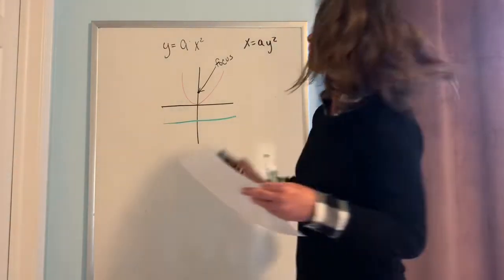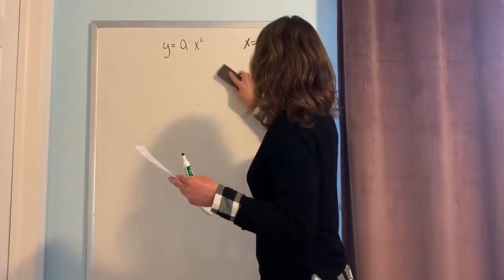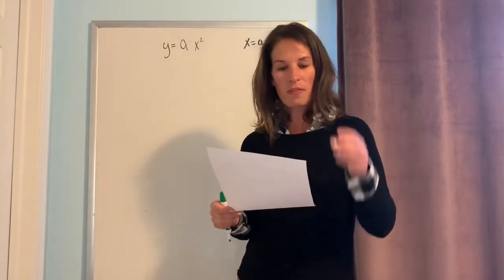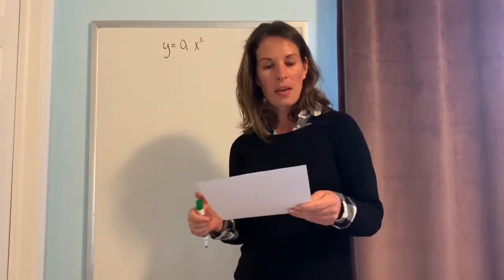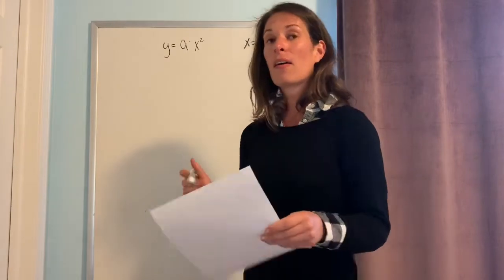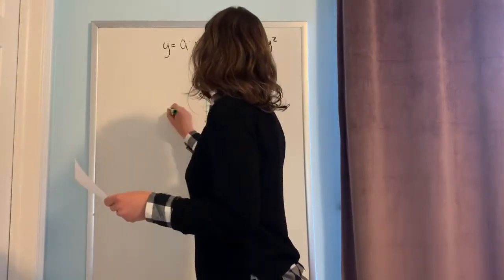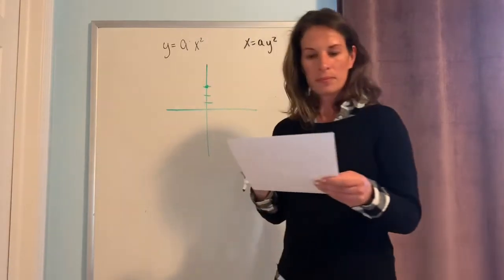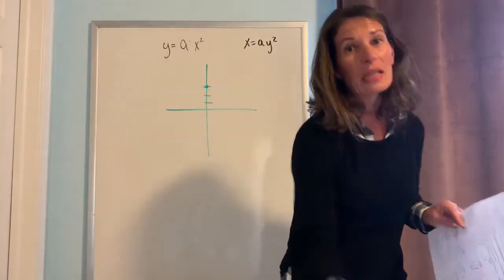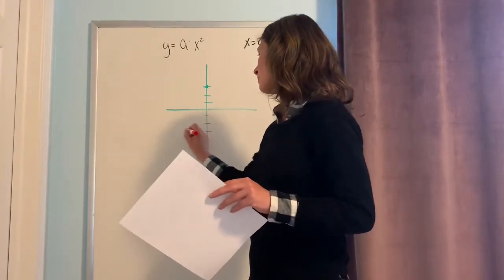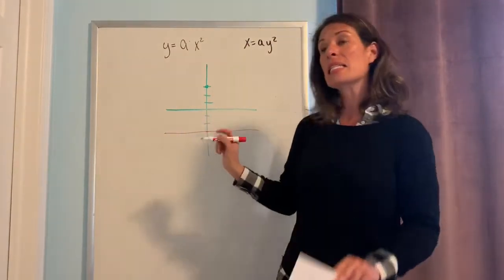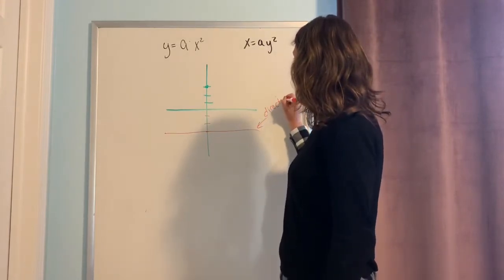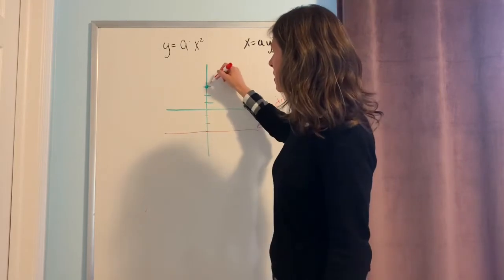Let's look at example 1. Example 1 says, write an equation for a graph that is a set of all points in a plane that are equidistant from the point 0, 3. So 0, 3 is right here, and the line y equals negative 3. So what that means is this line is our directrix, and this point is our focus.